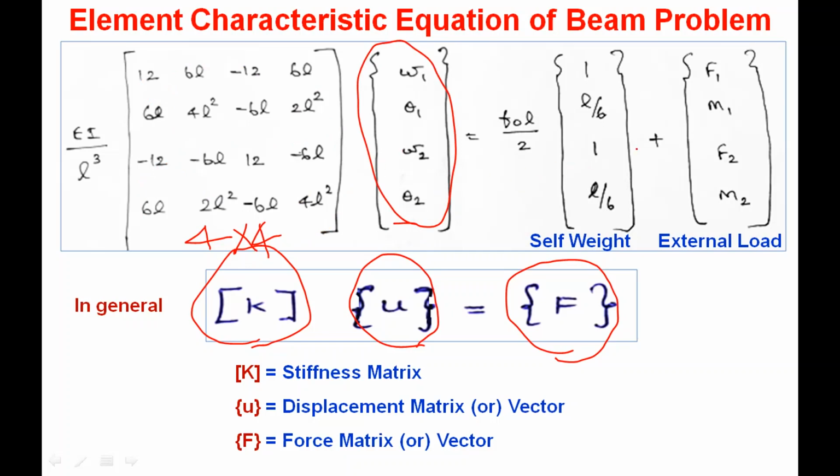In the force matrix we have two parts. One is the UDL part, F0 L by 2. Here F0 is the load intensity, and in the second part we have the external force and moment. Any force and moment acting at a particular node, we have to consider in this second part. Now using this element characteristic equation, how to solve a practical problem, that we will see through one example.